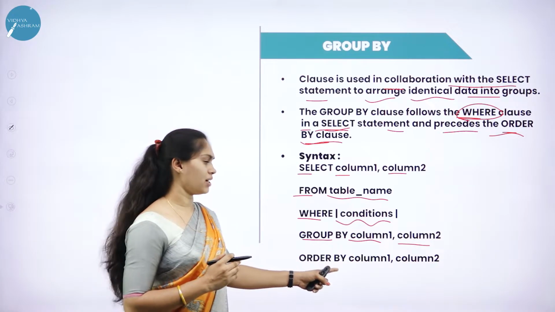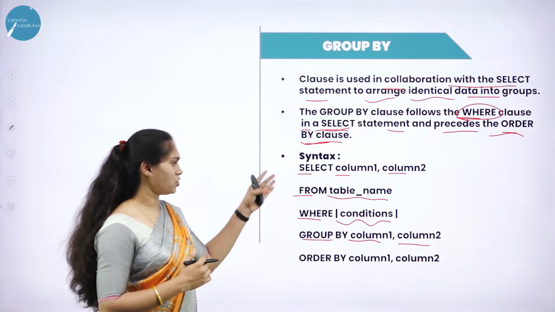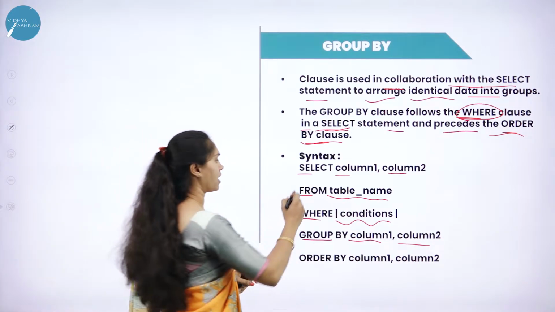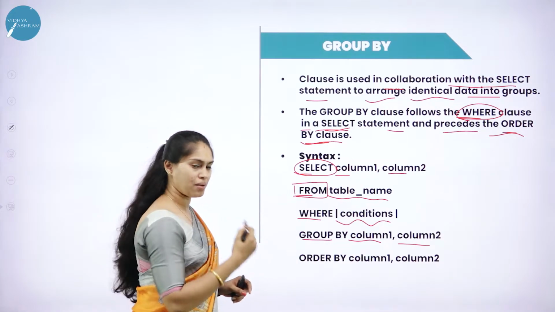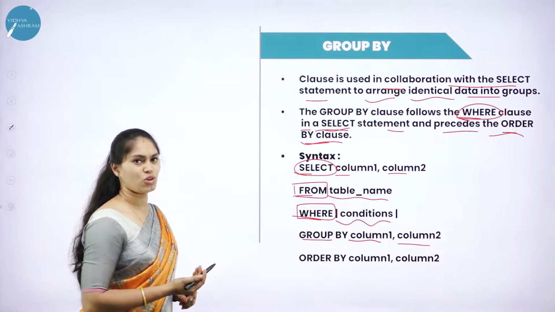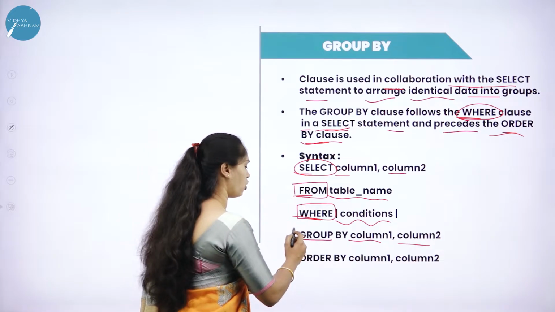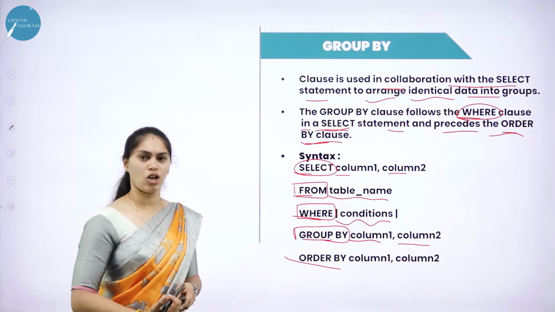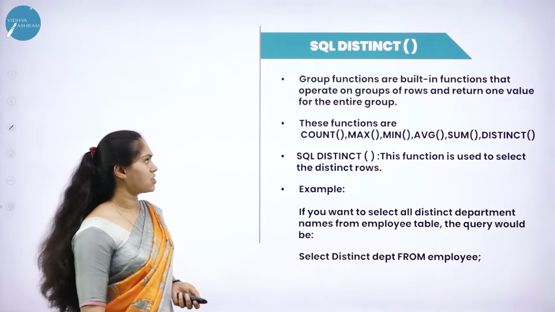Then I can have an order by, which can be ascending or descending order. So this is how we are going to use the group by clause. First I have to take a select statement, followed by from. Then we use where if it is required. If you don't want any condition, there's no need for where. Then that is followed by group by, then order by clause. This is the syntax of the group by clause.